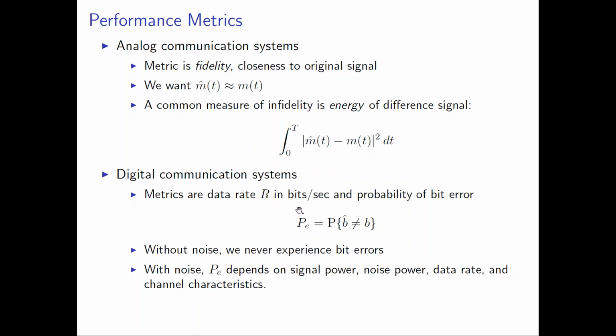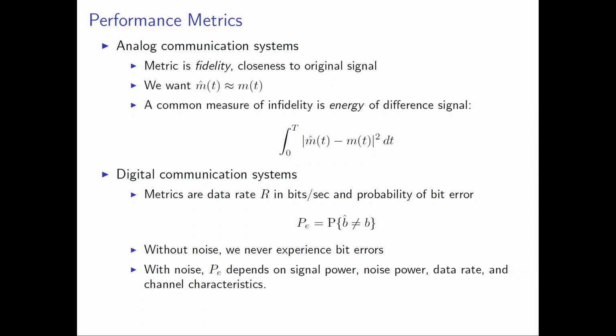There is another metric, which is error probability. Error probability is the probability that what I receive is not equal to what I transmitted. So B hat is the bit I received, and B is the bit I transmitted. What's the probability, from random analysis and the probability course, that these are not matching with each other?